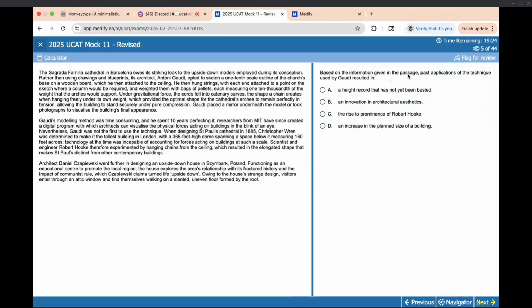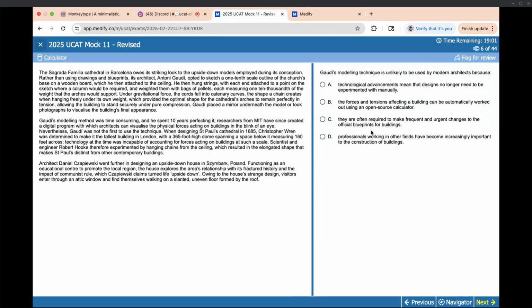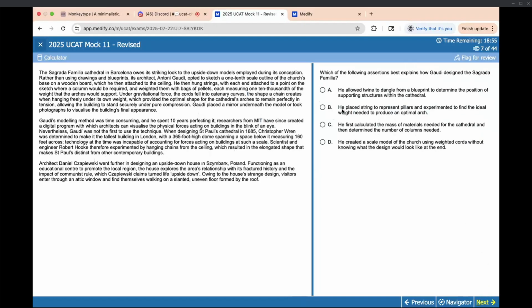It says so, past applications is, here when, yeah, so research dramatically when describing, Christopher was determined to make it the tallest building in London here. So it was an innovation in architecture of this aesthetics. No legal to be experimented with, that's true.